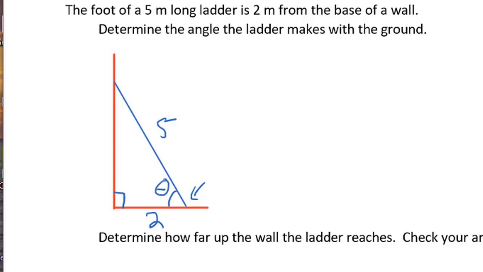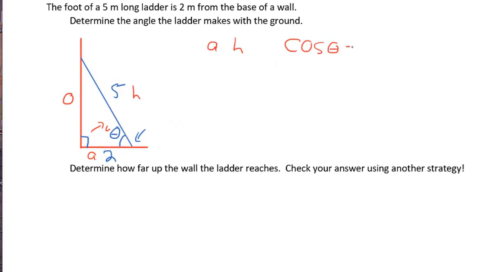When I label my triangle, I know that this is going to be the opposite because this is our focus angle. This is the adjacent side, and across from the 90-degree angle is always the hypotenuse. I have information about the adjacent and I have information about the hypotenuse, which means that I'm going to be using cosine of theta equals adjacent over hypotenuse. Plugging in what I know, cosine of theta is going to equal adjacent, which is 2, over hypotenuse, which is 5. So that means that theta has to equal cosine inverse of 2 over 5.